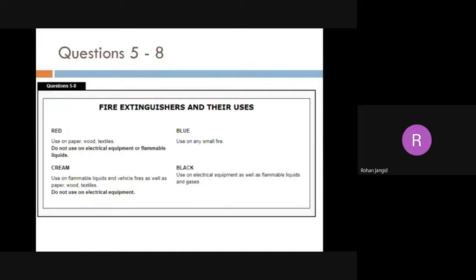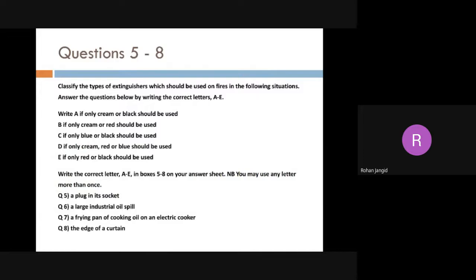Fire extinguishers and their uses. It's there following in your ILC book. Now the next set of questions says classify the type of extinguishers which should be used on fires in the following situations. Answer the questions below by writing the correct letters A to E. Now, there are a few combinations, right? It says write the correct letter A to E in boxes 5 to 8 on your answer sheet. You may use any letter more than once.